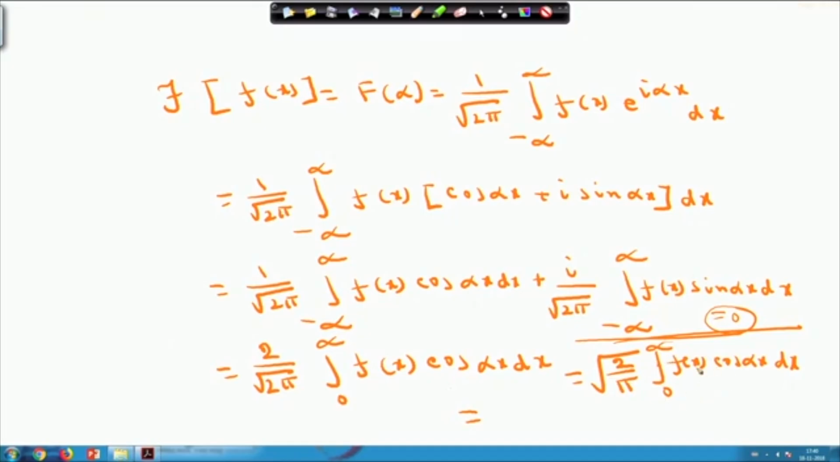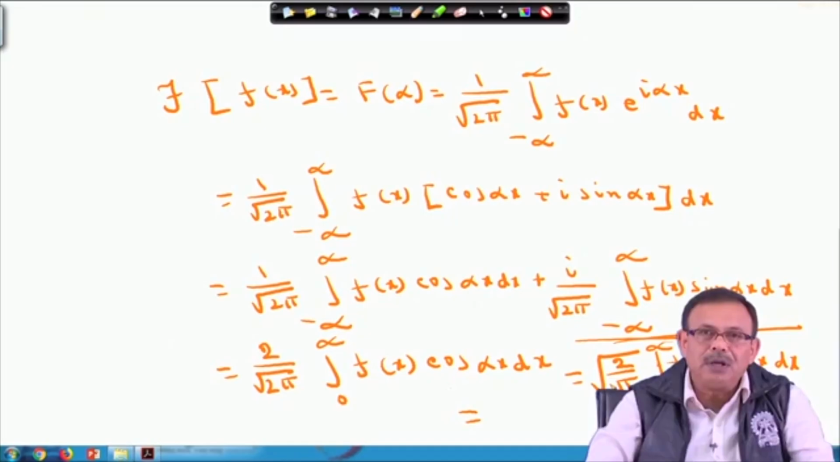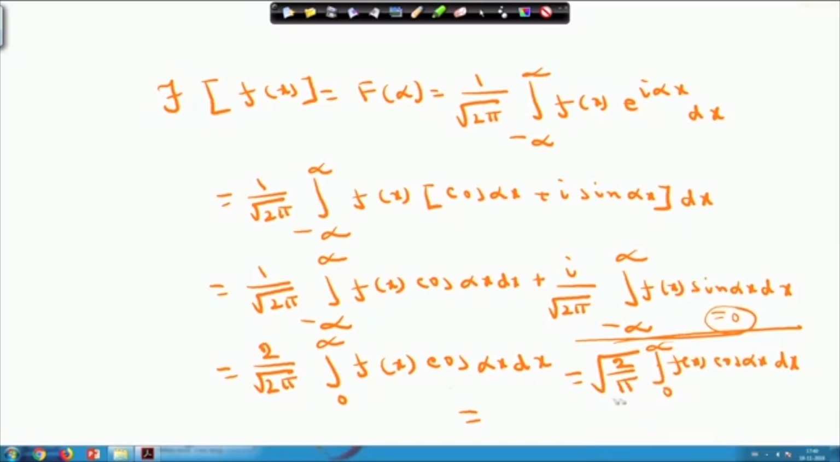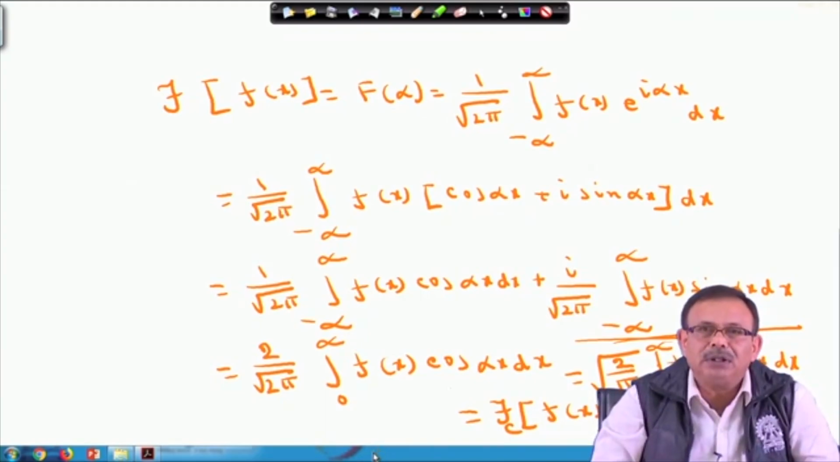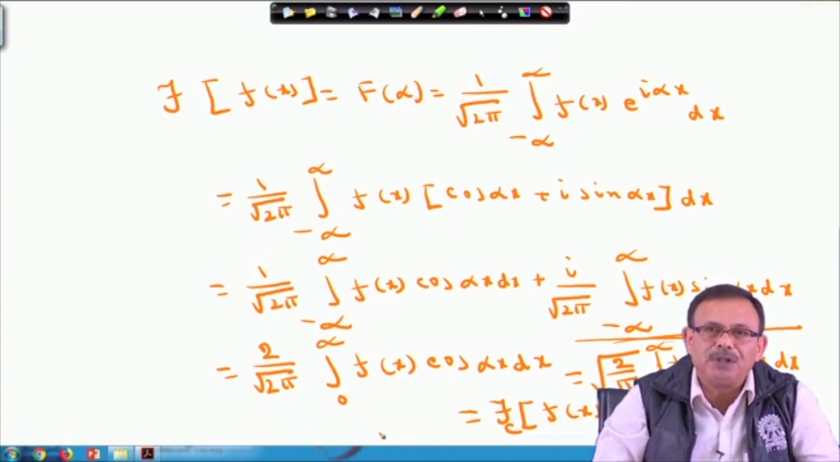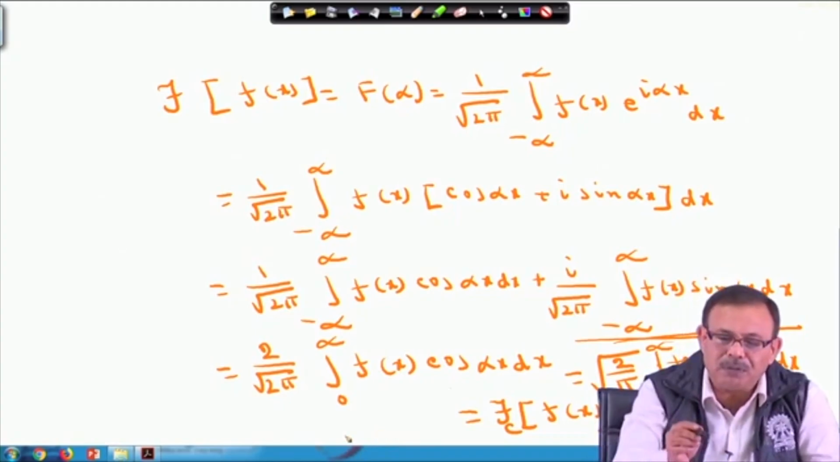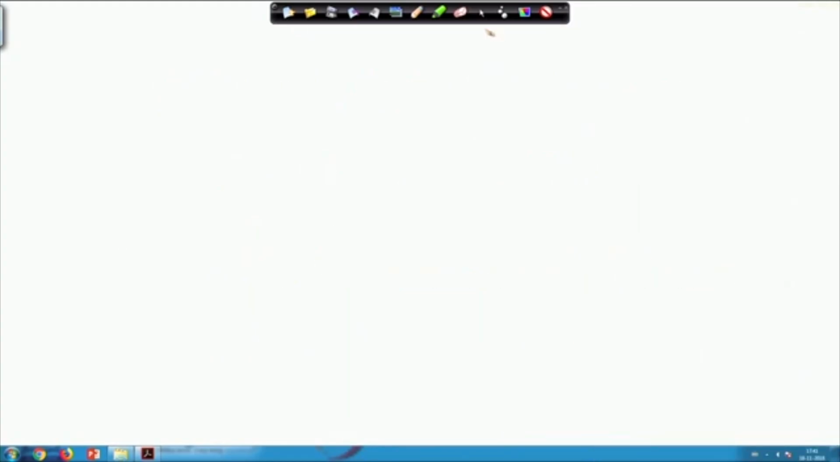Fourier cosine transform of f x. From the definition, the Fourier cosine transform of f x is equal to root over 2 by pi, 0 to infinity f x into cos of alpha x dx. So, you can write it as the Fourier cosine transform of f x, and this completes the proof that if the function is an even function, in that case the Fourier transform and Fourier cosine transform both will remain the same.